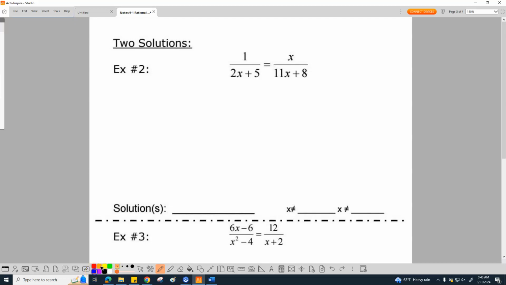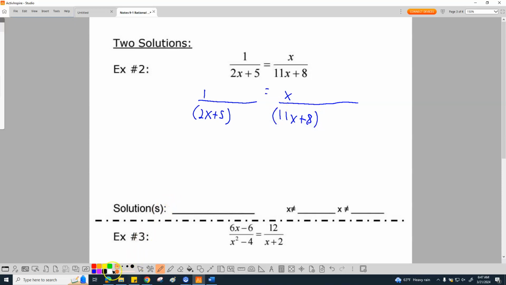So I'm going to work in blue, and I'm going to go straight under this equal sign. And I'm going to make a bigger fraction bar, because I need the bigger fraction bar, y'all. In order to solve rational equations, we want to get a common denominator. So we're going to start with everything on this side. We have a 1, and I have a 2x plus 5 here. And on this side, I have an x, and I have an 11x plus 8 here.